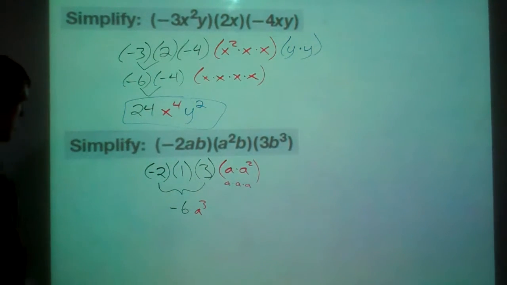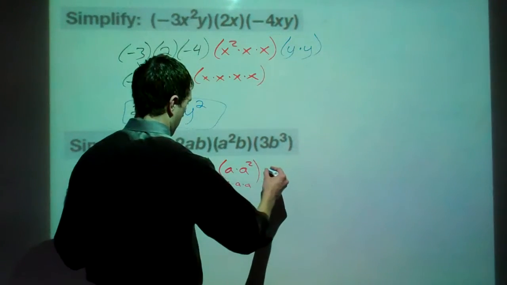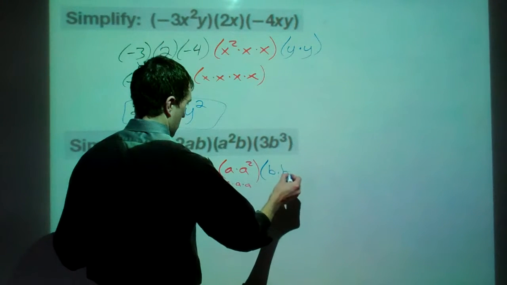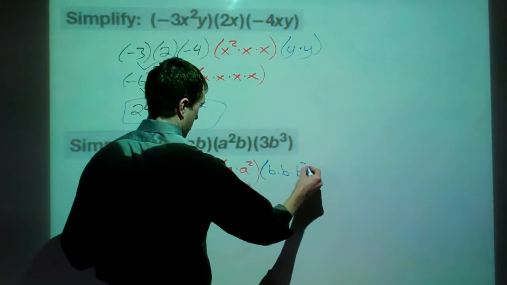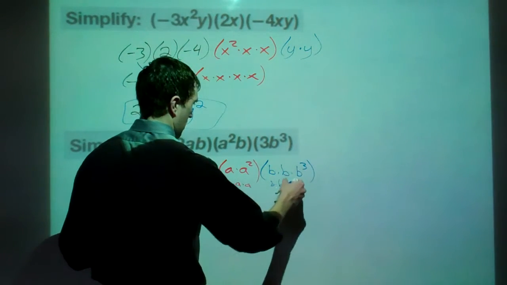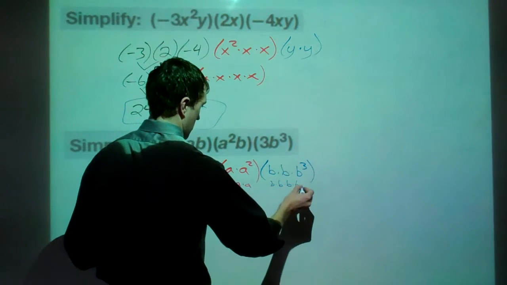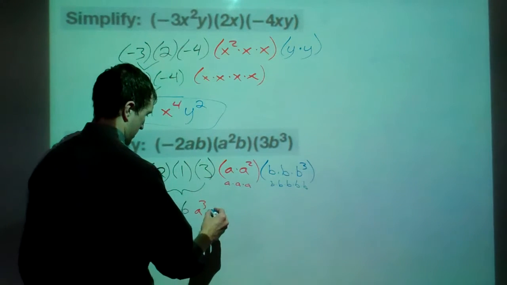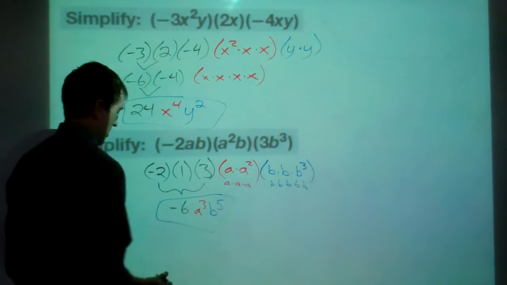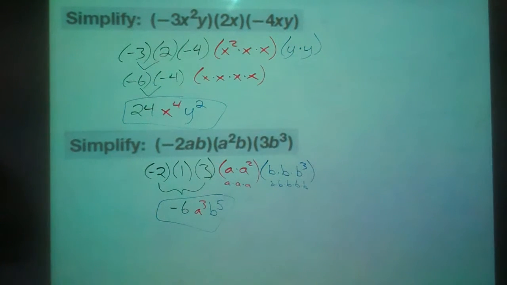And then lastly, our b's: 1b, 2b, and then b to the third. How many do we actually have? This is b times b, and 3 of these. So 5 b's total. Solution: -6, a to the third, b to the fifth. So that's how we do that right there.